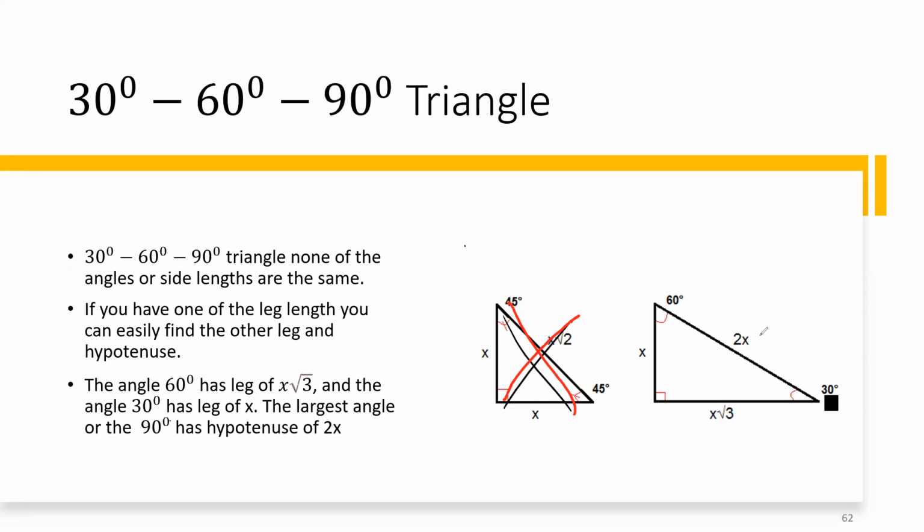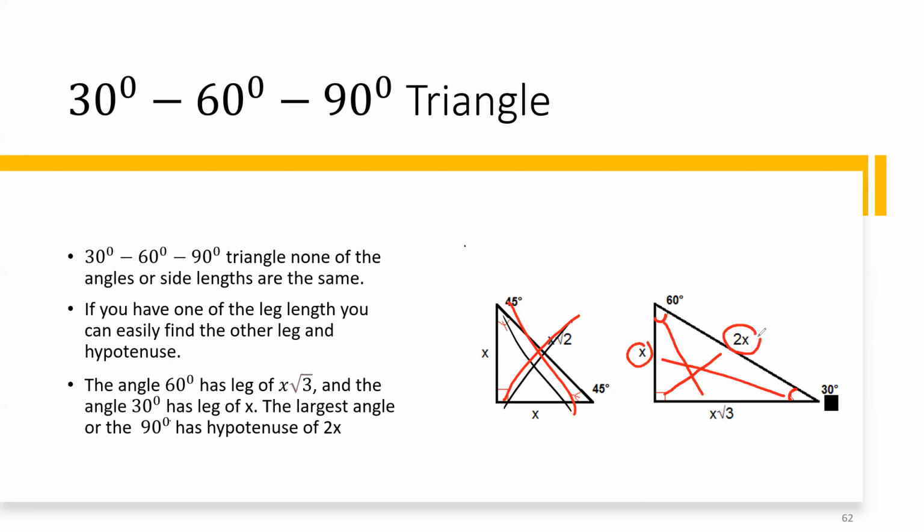Let's actually go over this triangle. You have 30 degrees right here, and then you have a 60 degree angle here. So the second largest angle would be 60, and the smallest angle would be 30. The second largest angle will give you a side length of x radical 3, and the smallest angle will give you a side length of x, right? And then the hypotenuse, the side opposite the 90-degree angle, will be 2x.